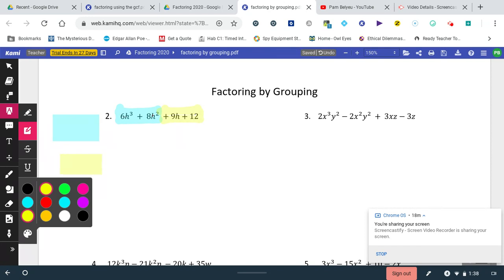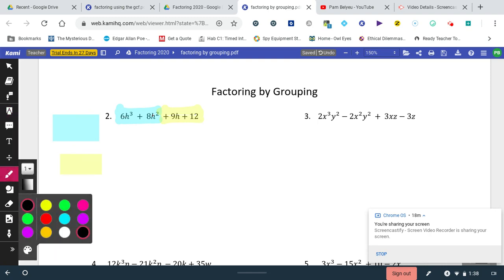And then I'll look at a common binomial factor. Okay, let's do the one in blue. Okay, the GCF. Between 6 and 8, the GCF is 2, and then they both have an h. But you're going to choose h squared because it's smaller than h cubed. So what you're going to do is divide each one of these by 2h squared.